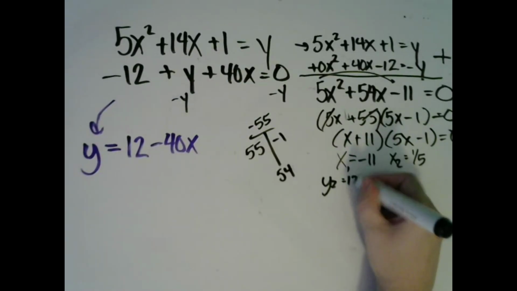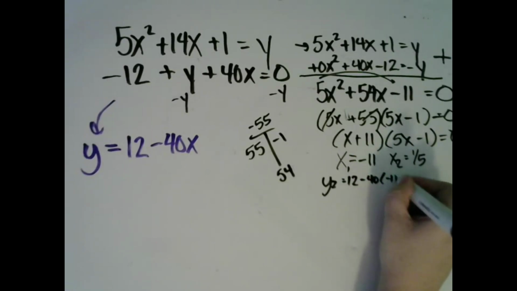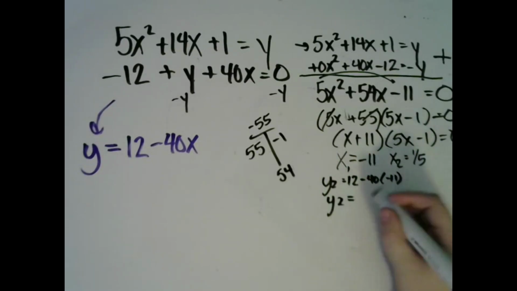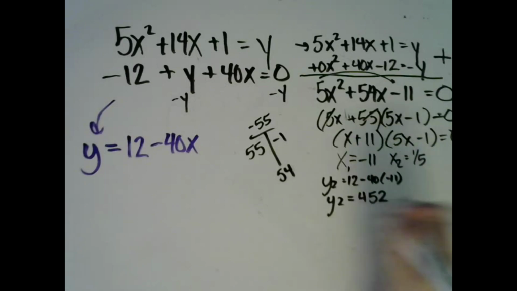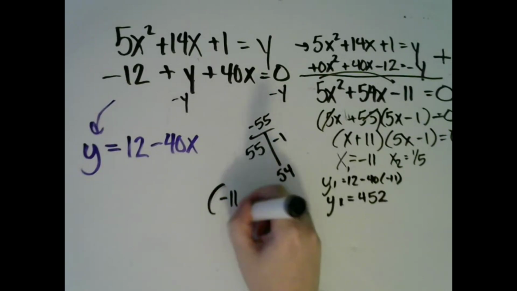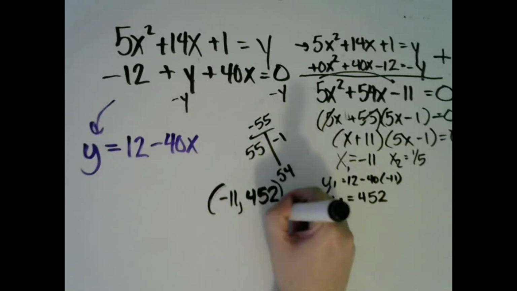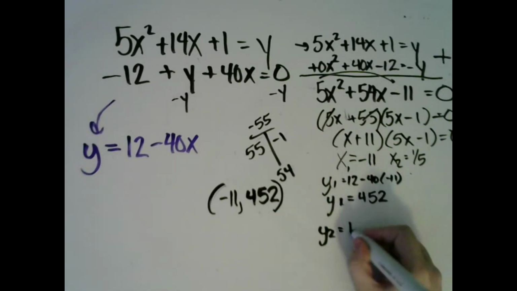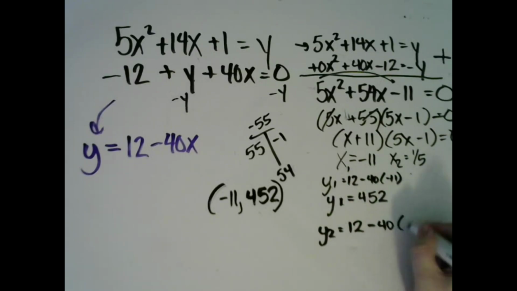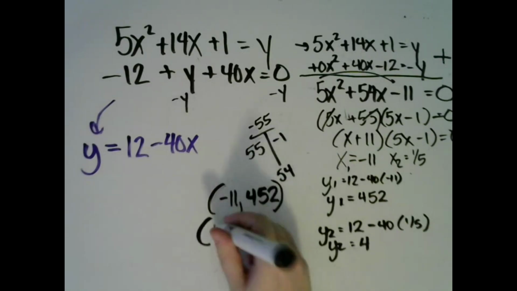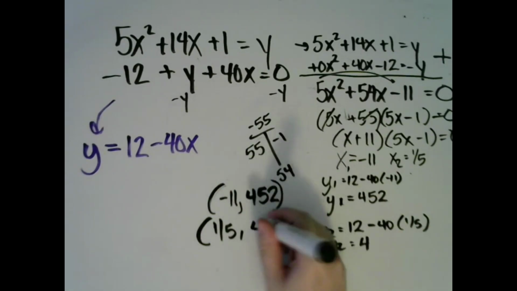That gives me y1 equal to 12 minus 40 times negative 11, y1 equals 452. So my first solution is negative 11, 452. And my second equation, y2 equals 12 minus 40 times 1/5, is y2 equals 4. So my second answer is 1/5, 4.